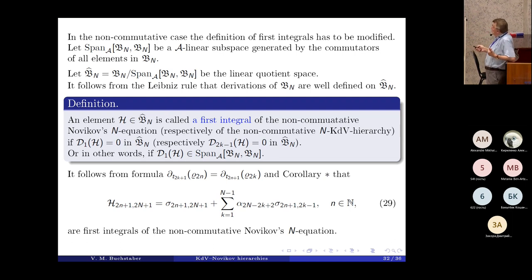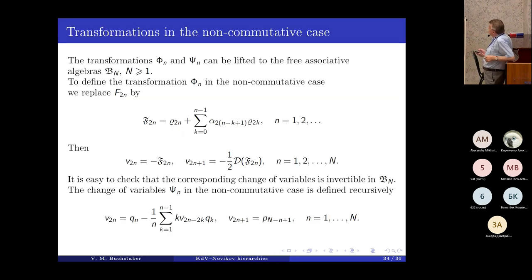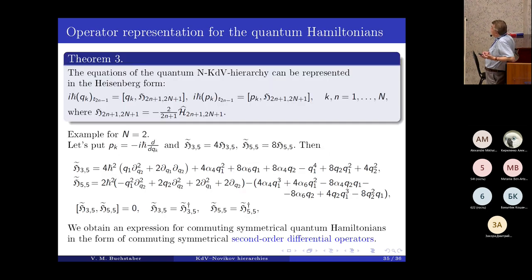And again, we obtain explicit form of all first integrals. But let me repeat, in the case of free algebra, we get infinitely many first integrals since they are all algebraically independent. So from a physical point of view, it is nothing. But what can we do? It turns out the transformations Cn, which I described before, lift to the free associative algebra. To define the transformation Cn in the non-commutative case, we replace this in such form and obtain such a change of coordinates.